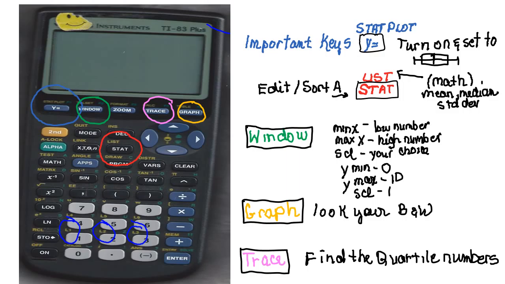You hit graph, you'll be able to look at your box and whiskers, and by using the trace button, you can find the quartile numbers. The little blinky spider will tell you what is the lowest number, what is the first quartile number, then the middle, the median, then the upper quartile number, and then the highest number. And when they ask for a range between the interquartile numbers, they're talking about the first quartile and the third quartile, that box part. Okay, hope this helps.